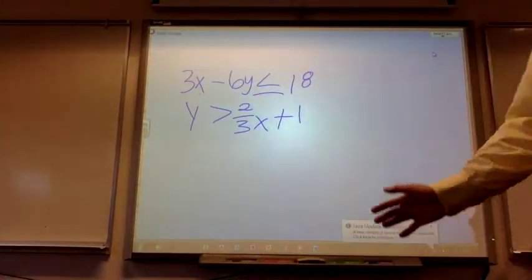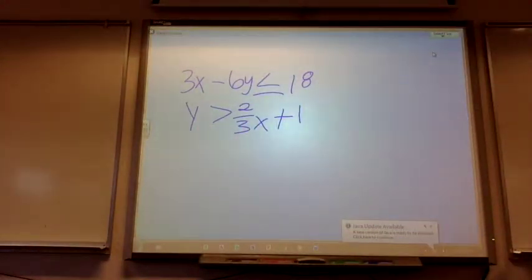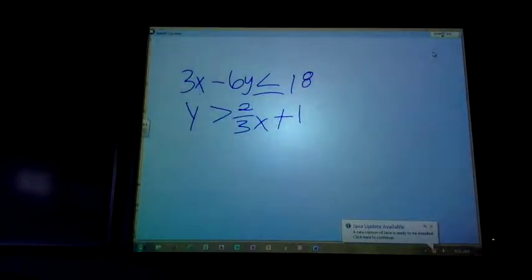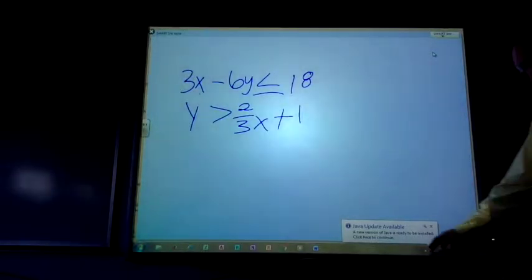So let's run through. What do we know about this problem? What do you think? There is a solid and dotted. I like it.